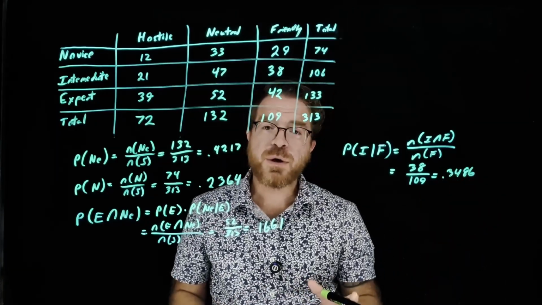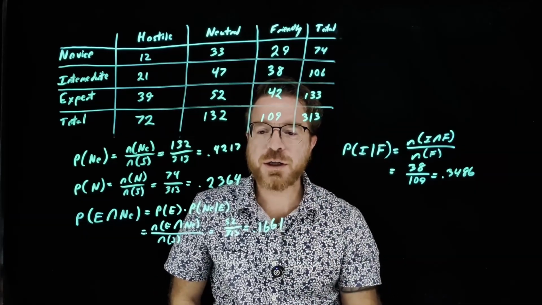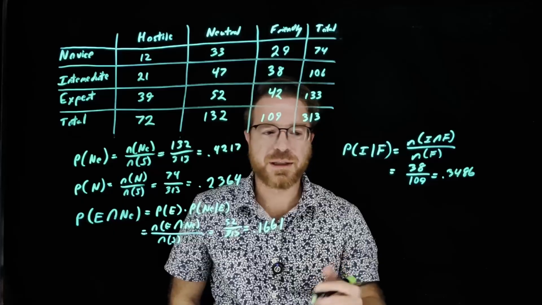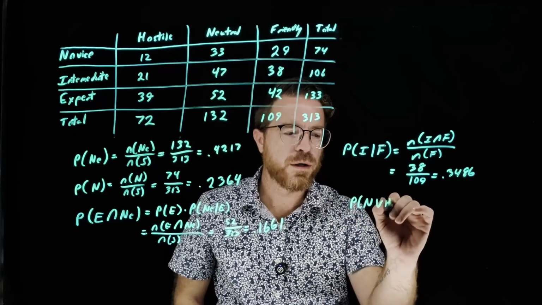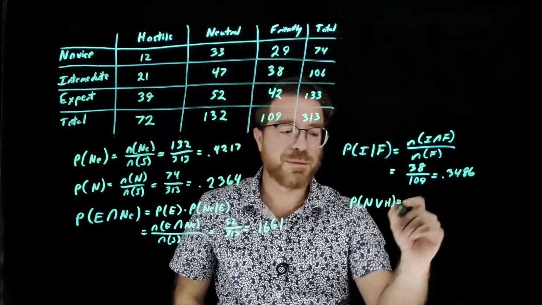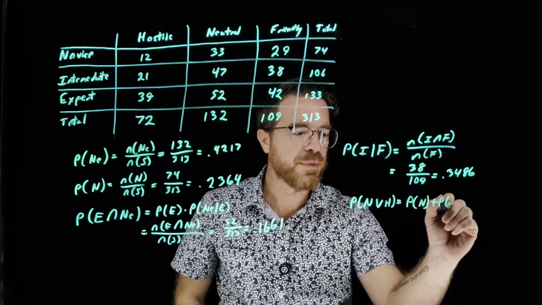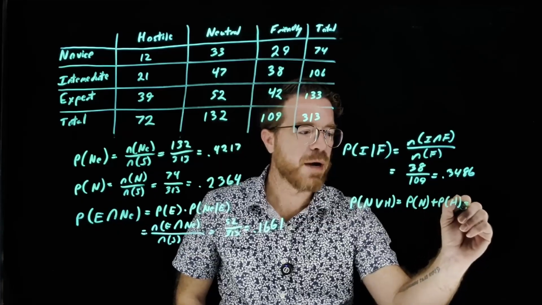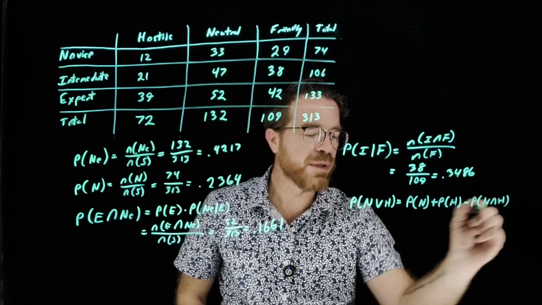And then for the last question on this part, what is the probability of success if a player is a novice or a hostile planet was selected? So we have the probability of a novice or hostile planet. So this is just going to be the probability of a novice player plus the probability of a hostile planet minus the probability of a novice and hostile planet.